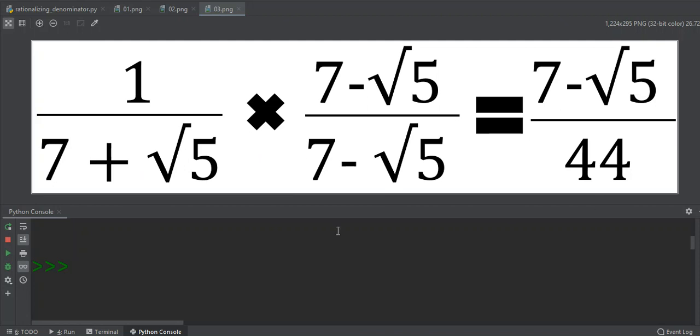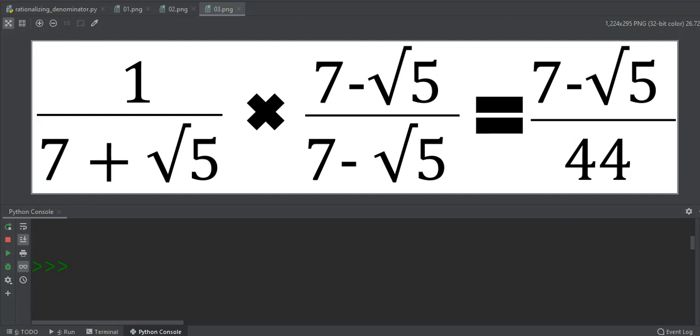Rather, you multiply it by the conjugate, and if you do the first, outer, inner, last, and add them all together, what you'll end up with is 44 in your denominator, okay? And then, of course, in your numerator, 1 times 7 minus radical 5 is just going to be 7 minus radical 5. So your end result is an expression that's the same value, but written in a cleaner way without a radical in the denominator.